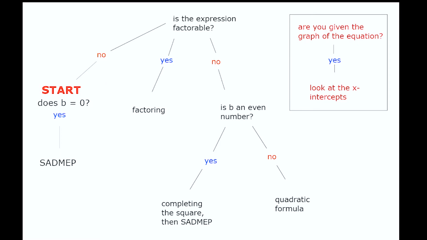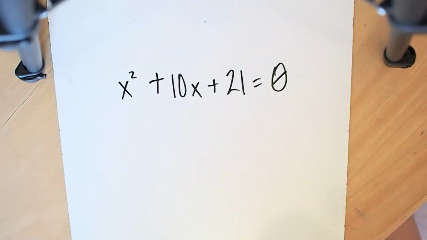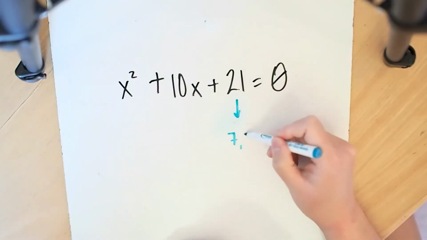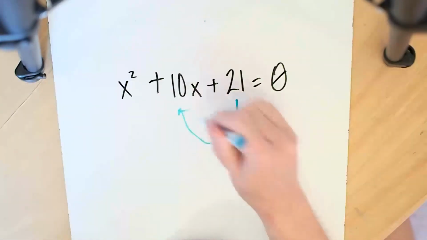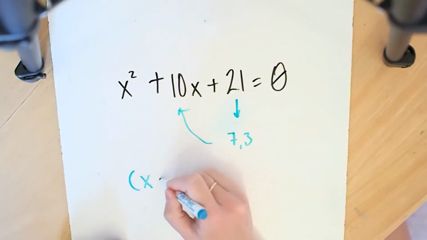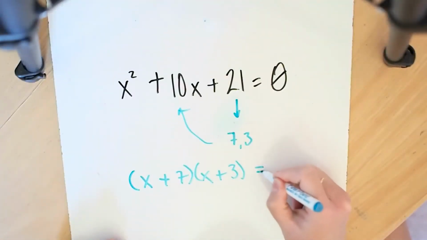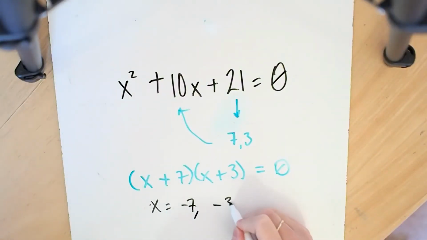Looking back at the chart, I see, okay, let's say that b does not equal 0. If the expression is easily factorable, we can simply just go ahead and factor it. The expression is easily factorable. Two factors of 21 are positive 7 and positive 3, and if I add those together, it becomes positive 10. So all I really need to do is say x plus 7 times x plus 3 is equal to 0. X equals negative 7 and negative 3.